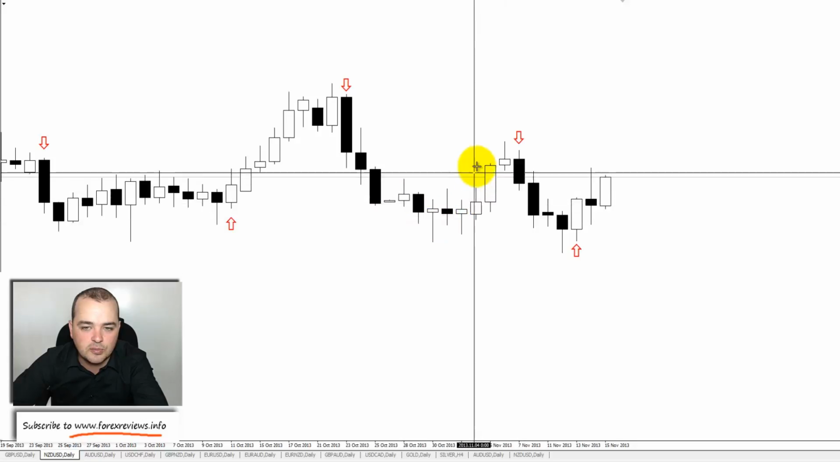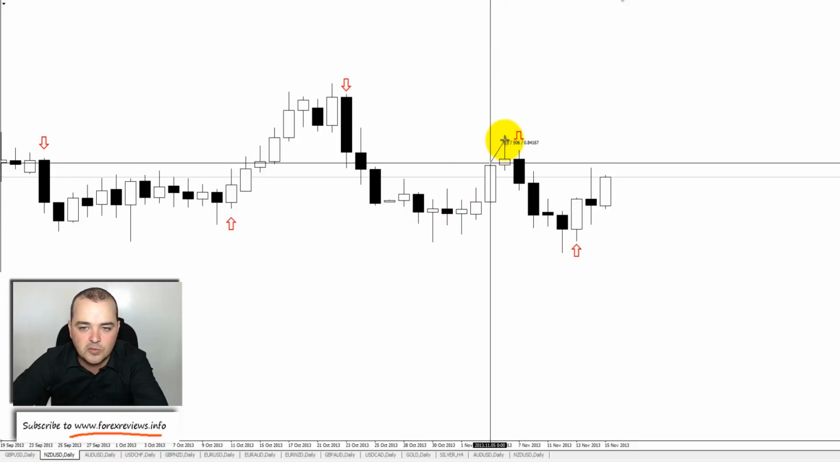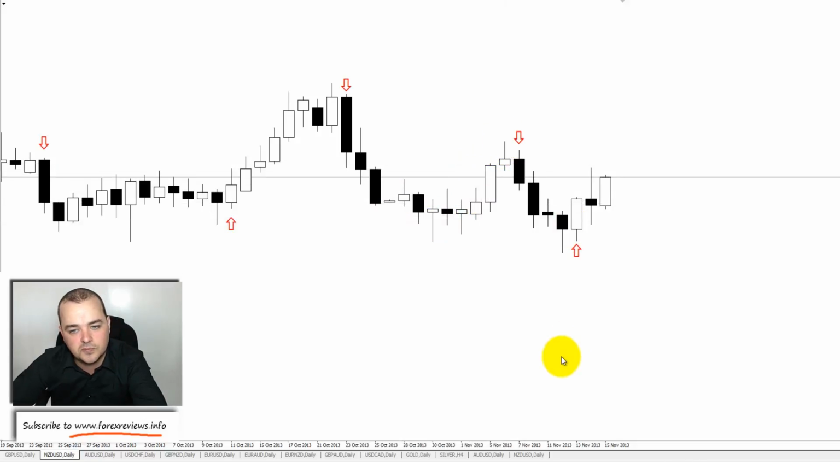We're entering at structure points, right? Price went up just over 50 pips. Still a valid trade, right? Bearish engulfing, break below the low, price went down. Bullish engulfing, break above the high, price is going up.